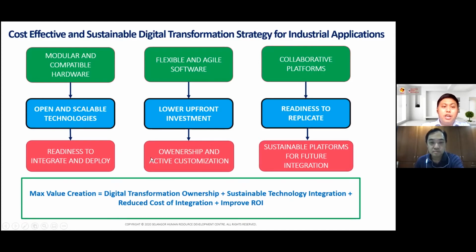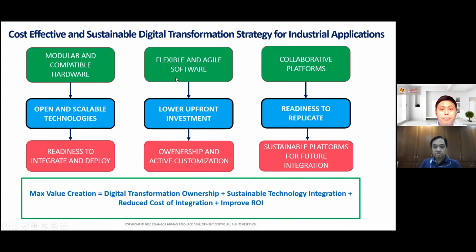So the whole idea about focusing on open collaborative platforms is to ensure open and scalable technologies, helping industries to start off at a lower upfront investment. And the idea of it is always readiness to replicate. So the maximum value creation that can happen for any industry, we believe, starts with digital transformation ownership, right? Sustainable technology integration, and therefore overall improvement in your ROI, right? So if you start with a very cost-effective step, you improve your overall ROI and you can see greater productivity over time.